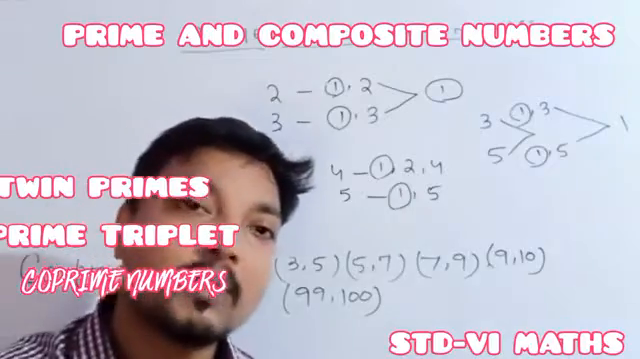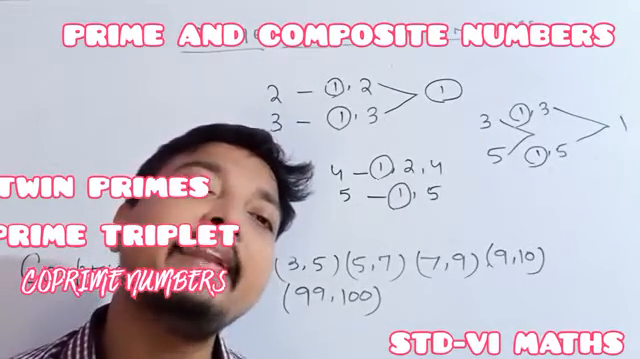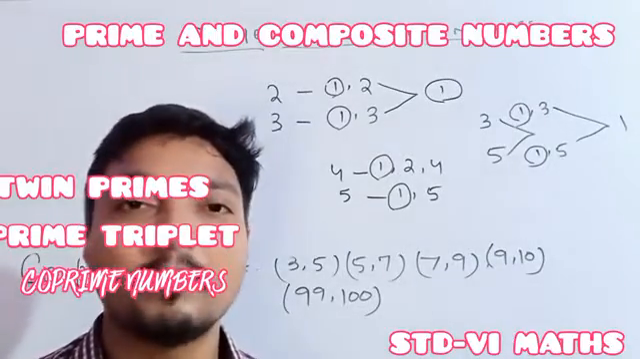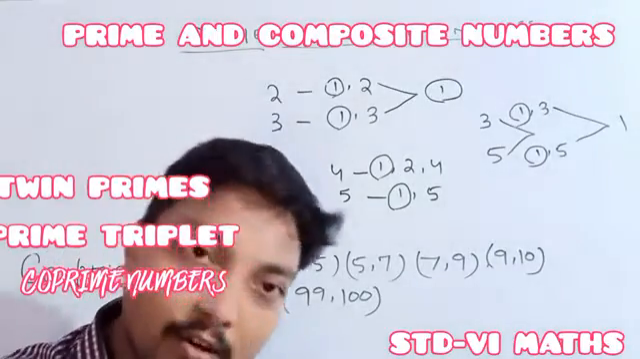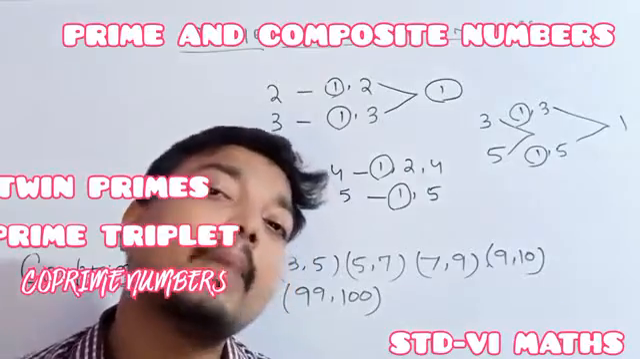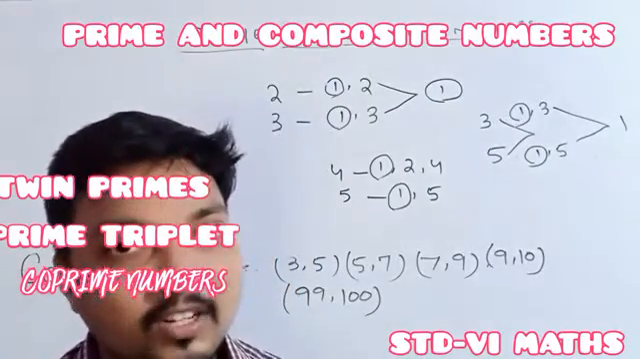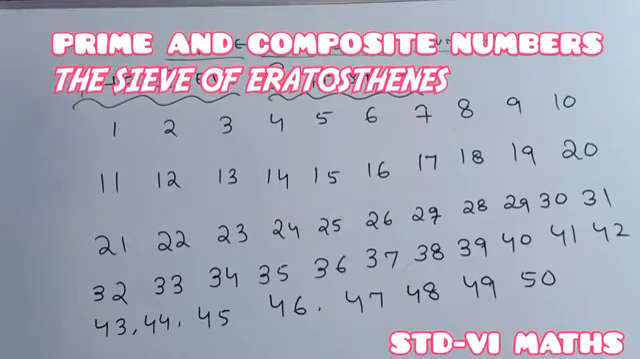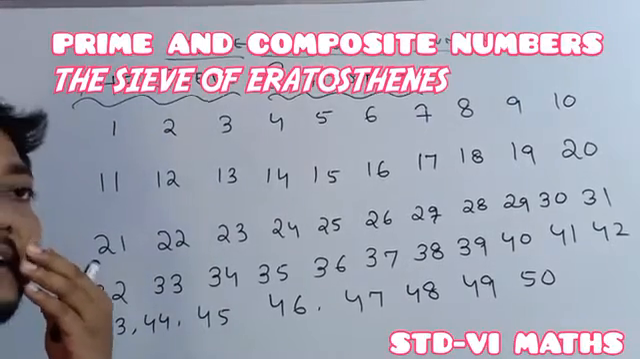Remember, two consecutive numbers are coprime numbers. Also any two prime numbers can be called coprime numbers. So coprime numbers means either consecutive numbers, or both may be prime numbers. Perfectly understood?